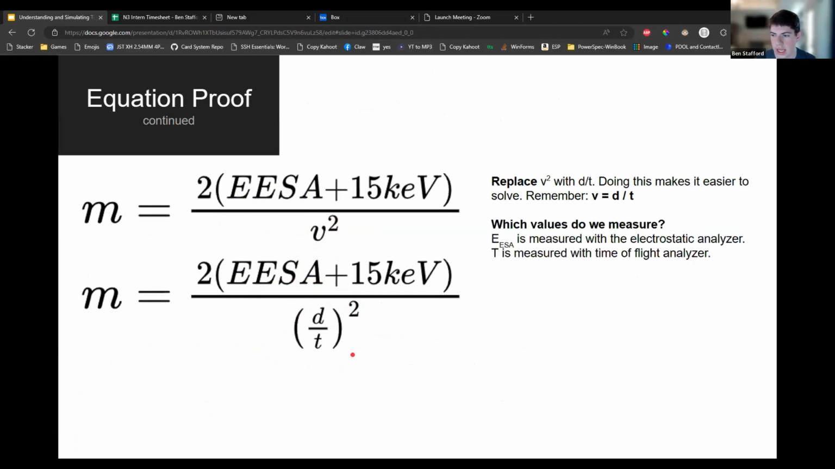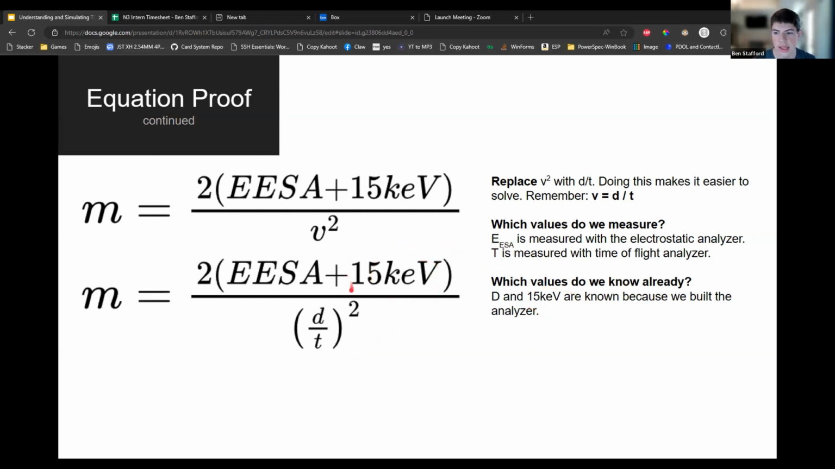So we're measuring E_ESA with the electrostatic analyzer. Again, ESA is electrostatic analyzer, and time, which is T, is measured with the time of flight analyzer. So the values we know already are distance and the 15 kiloelectron volts. The 15 kiloelectron volts is constant.